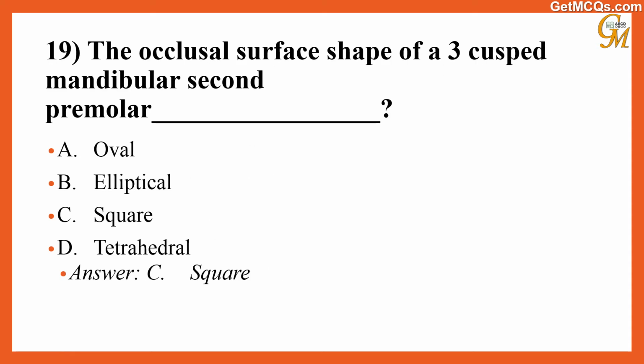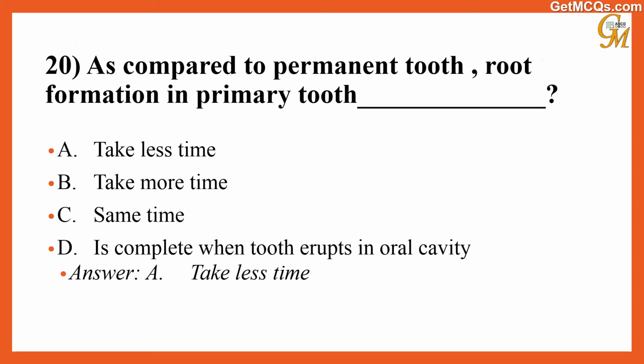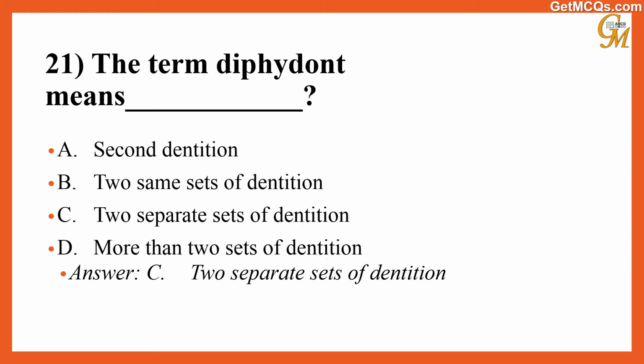19. The occlusal surface shape of a 3-cusped mandibular second premolar? Answer: C. Square. 20. As compared to permanent tooth, root formation in primary tooth? Answer: A. Take less time. 21. The term diphyodont means? Answer: C. 2 separate sets of dentition.